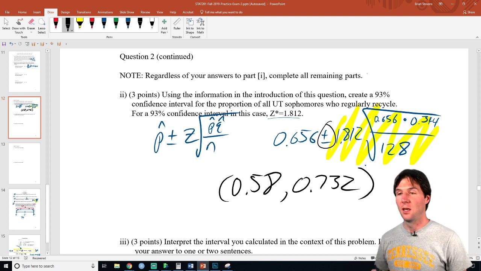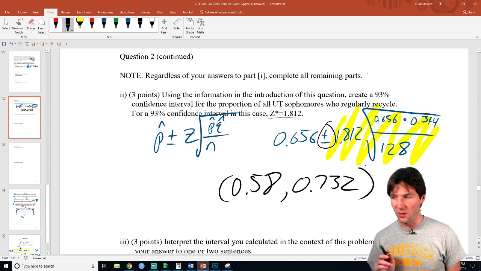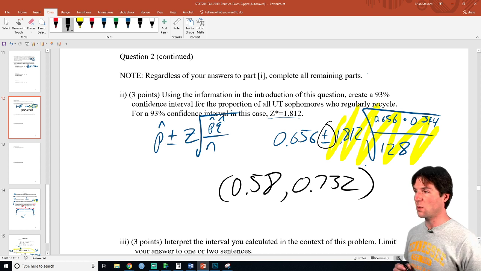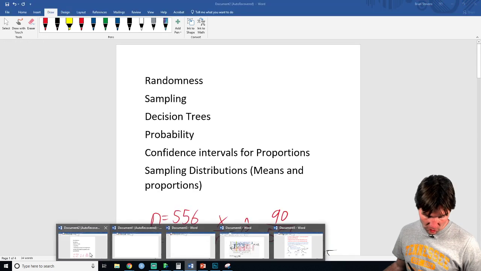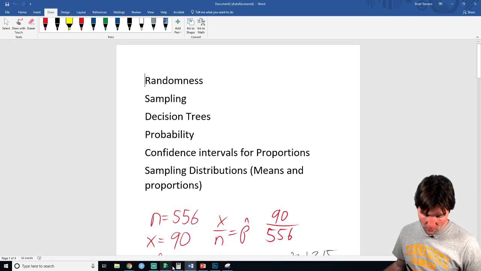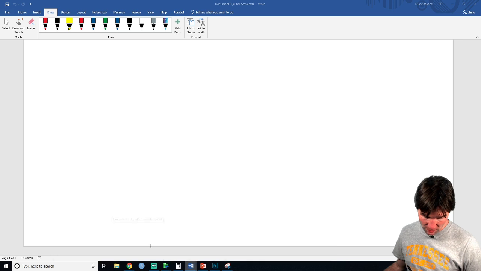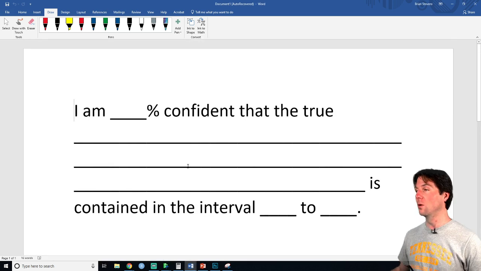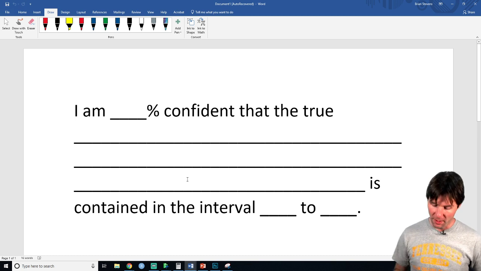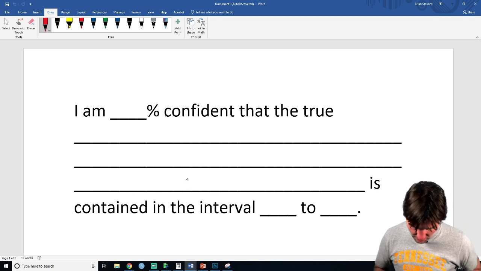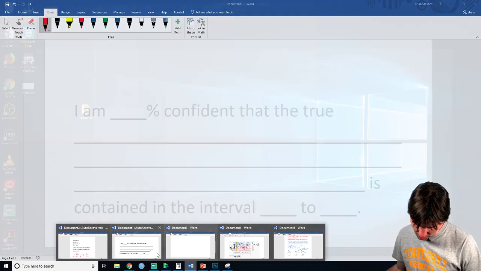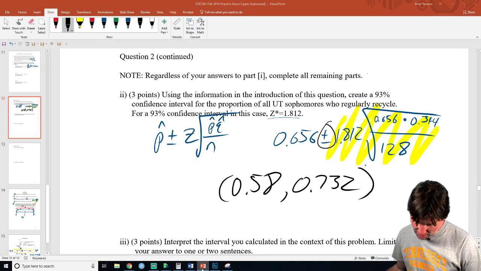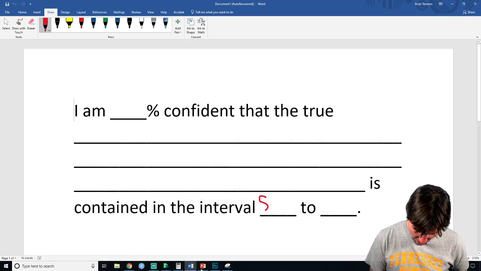And there it is. Last but not least, and this is such a great place to end, we need to interpret this interval. When we interpret our intervals, and we should have it still on here somewhere, there's the topics over the test. Do we still have it? We do. The numbers were, we did it on the slide. 58 to 73.2. Okay, 58, 73.2.